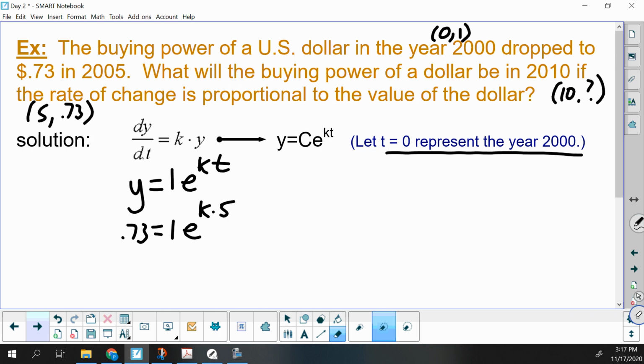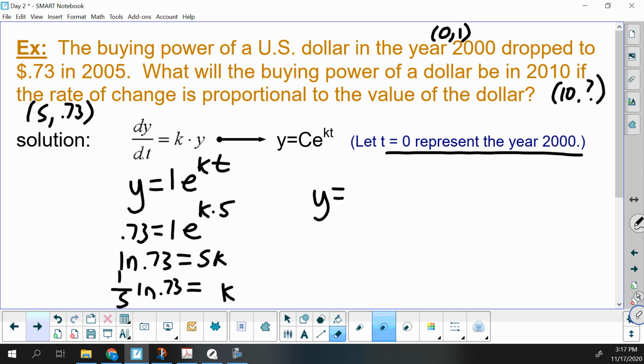Divide the 1 over and take the natural log, so we'll have natural log of 0.73 equals 5k. And divide the 5 over, we'll have k equals 1/5 natural log of 0.73. So the k is often going to be messy. So don't be afraid if you do get something messy. So our equation now is y equals 1 e to that 1/5 natural log of 0.73 times t.